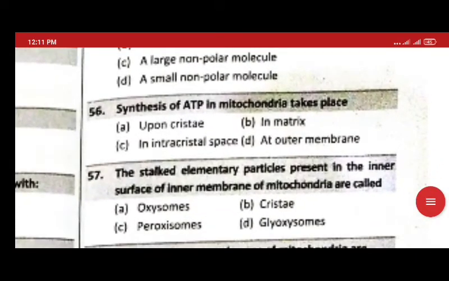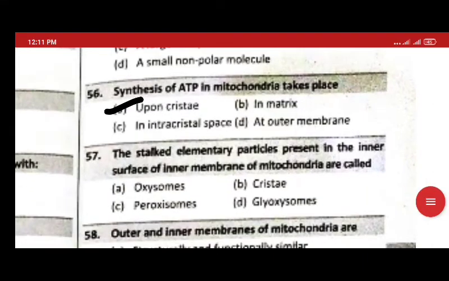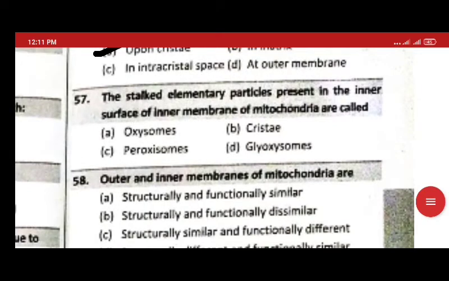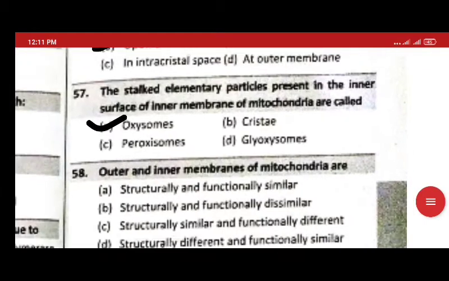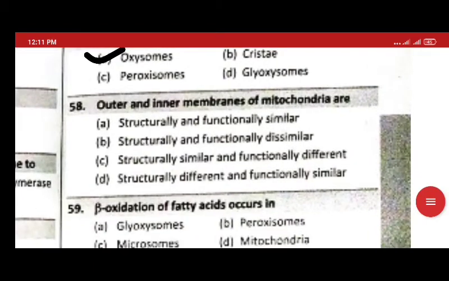Now, synthesis of ATP in mitochondria takes place on the cristae. The cristae contain oxysomes, and these oxysomes make the synthesis. Now, the stalked particles present on the inner surface of the mitochondria are oxysomes, and the outer membrane is porous. Now 58, the outer and inner membranes of mitochondria are similar but different in function, so C is correct.